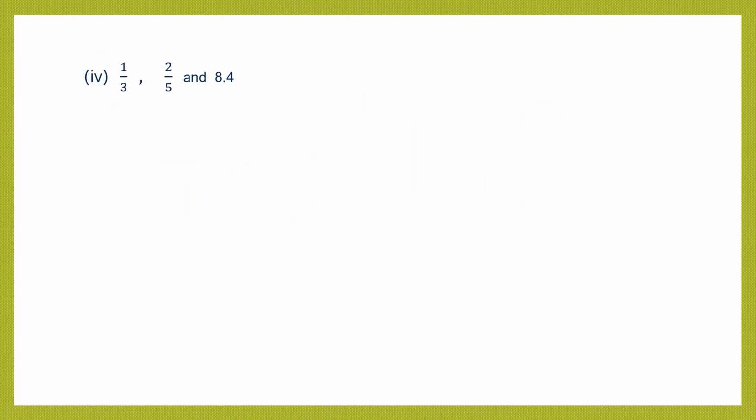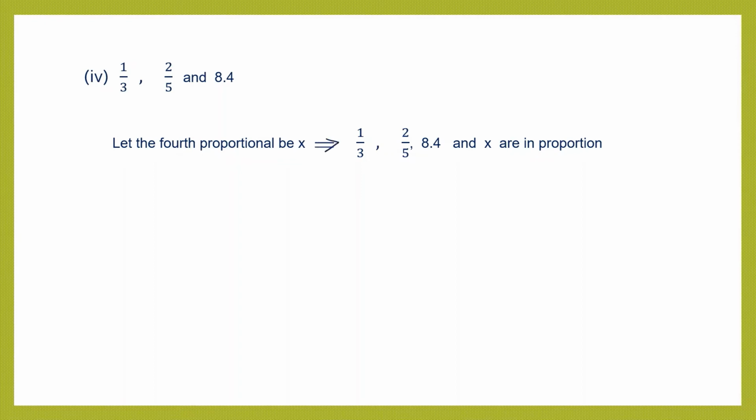Question 4. 1 by 3, 2 by 5 and 8 by 4. Let the fourth proportional be x. What does that imply? That implies that 1 by 3, 2 by 5, 8 by 4 and x are in proportion. That means the two ratios will be 1 by 3 is to 2 by 5 and 8 by 4 is to x, and these two are equal if they are in proportion. Now the product of extremes is equal to the product of means. So these are the two extremes.